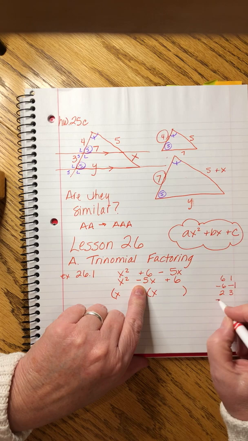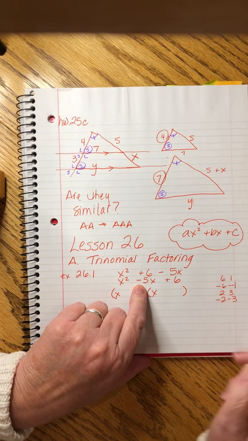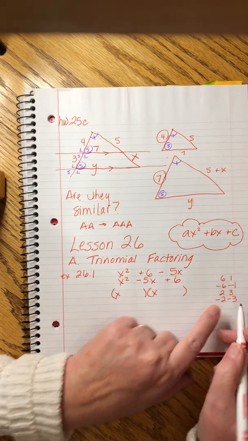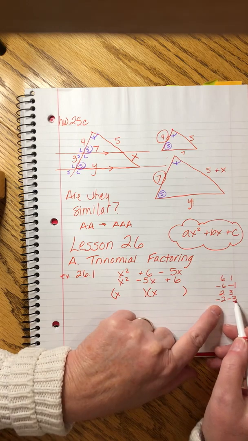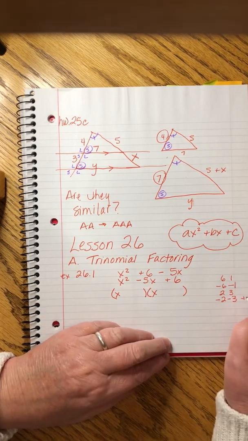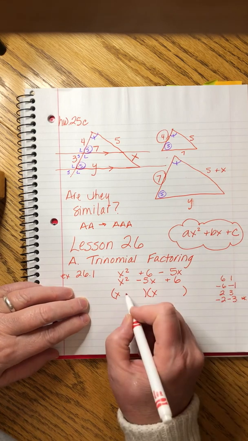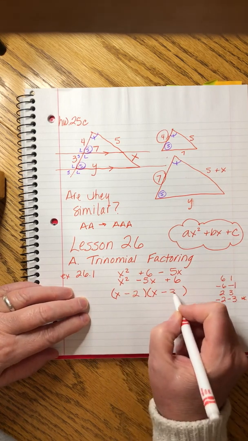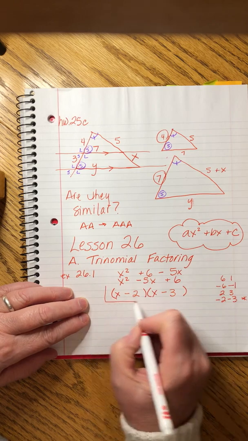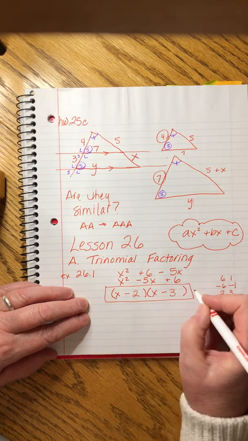Okay, we're close. And then we try this one. These two, minus 2 and minus 3, multiply to positive 6 and add to negative 5. So this is our winner. And we copy the signs and the values into the parentheses. And happy days are here again.